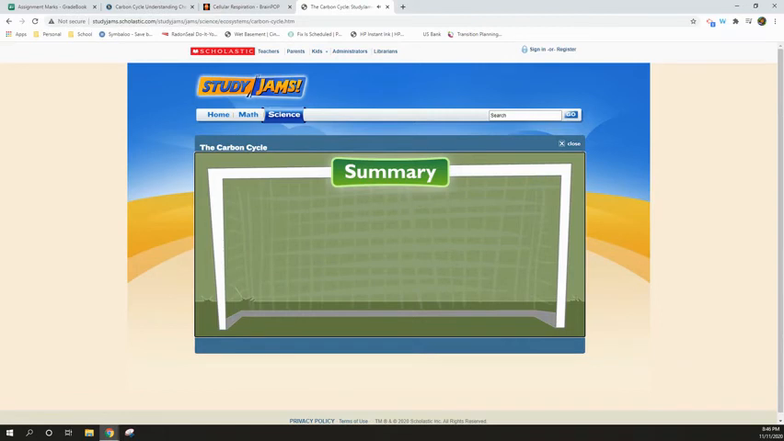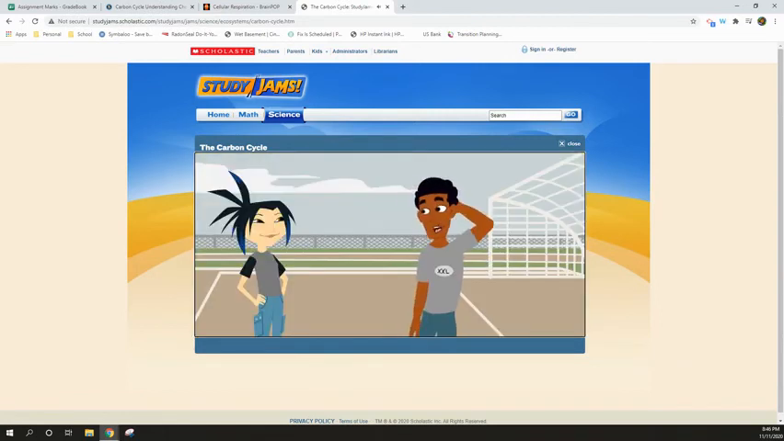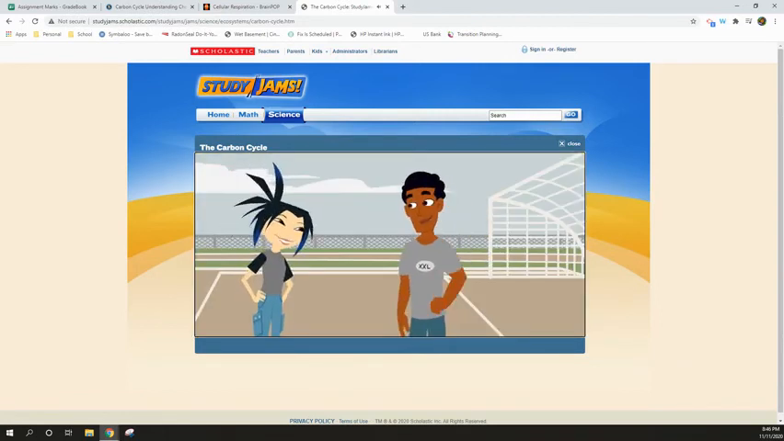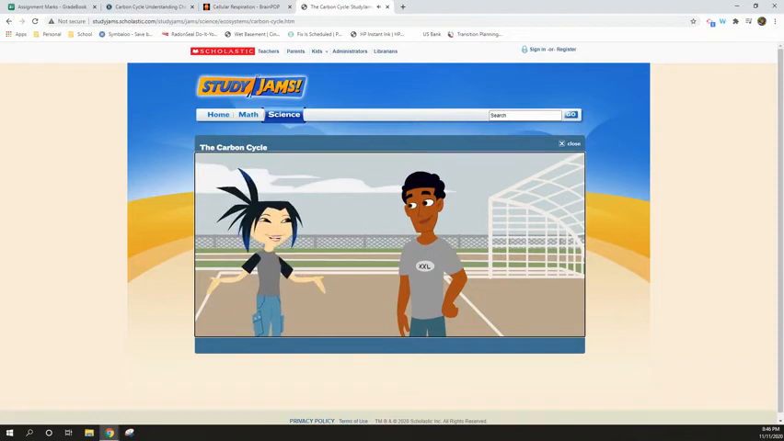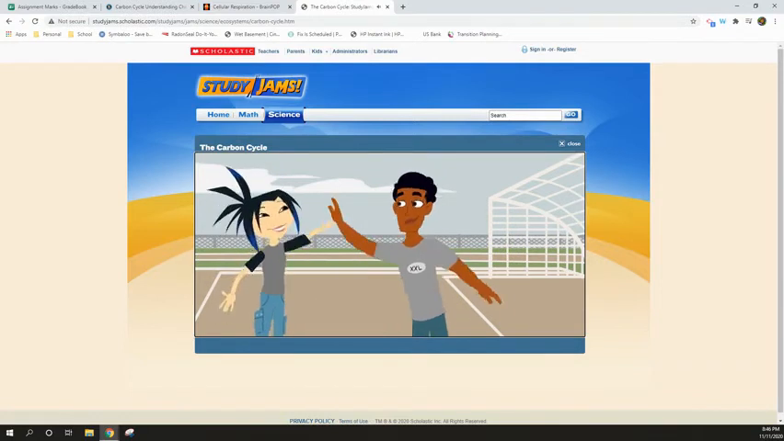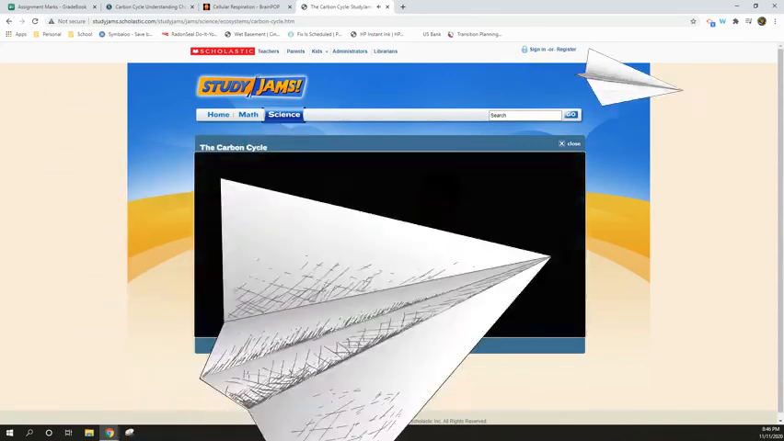Score! You got the carbon cycle on lock. And your soccer skills aren't bad either. Thanks. I think a little coaching from the soccer champ gave me just the kick I needed.